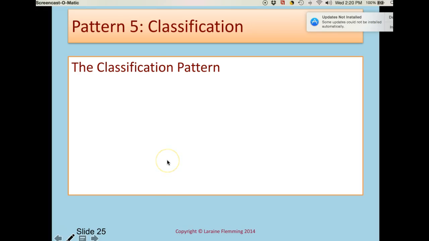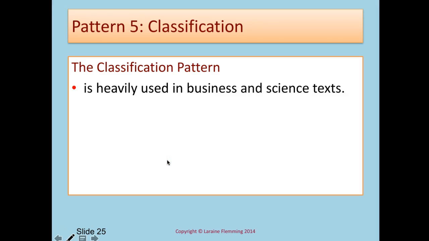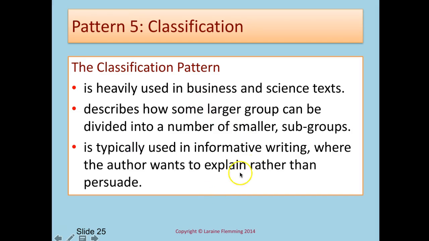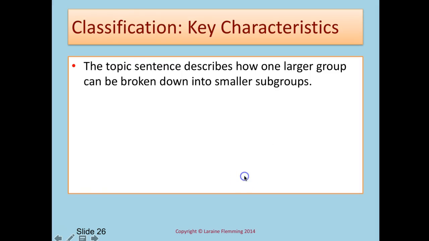The fifth pattern of organization is called the classification pattern. This pattern appears quite frequently in business and science textbooks. It's used when you have a large group and it needs to be divided into smaller subgroups. It's usually used to try to inform the reader rather than to try to persuade them.